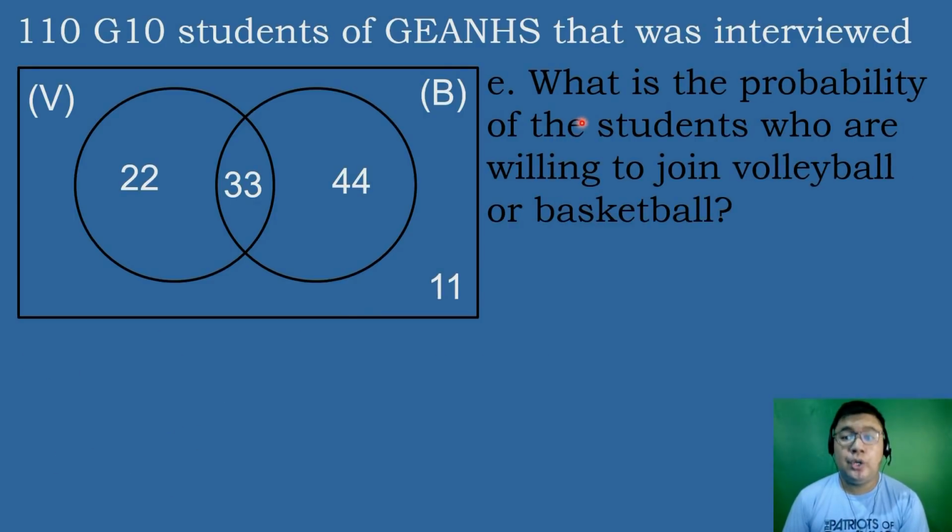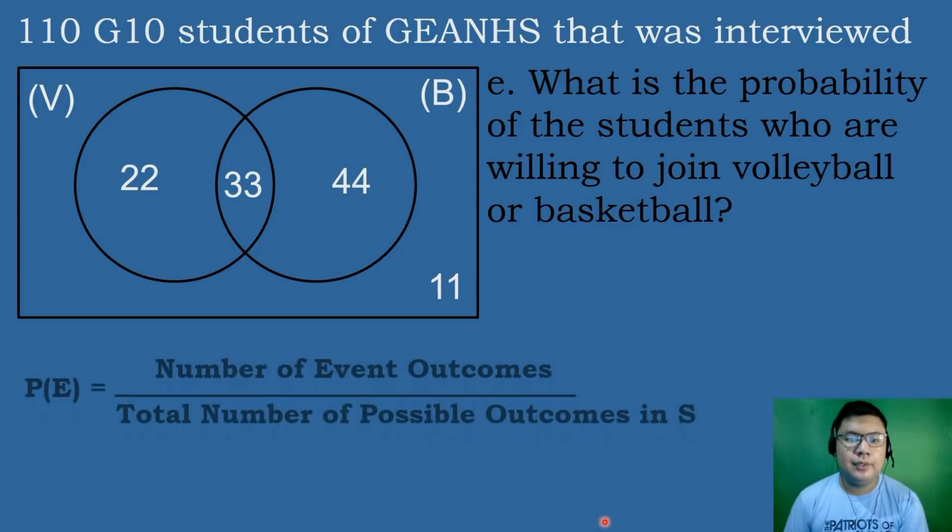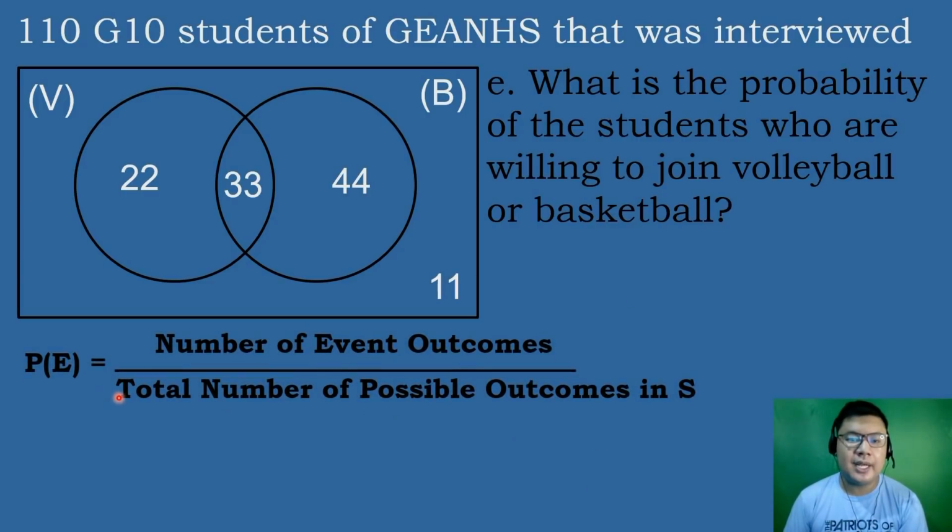Next question, what is the probability of the students who are willing to join volleyball or basketball? To solve for this, we will be using again the formula of simple probability, and we will be getting the number of event outcomes and the total number of possible outcomes in the sample space. Let's first get the number of event outcomes.